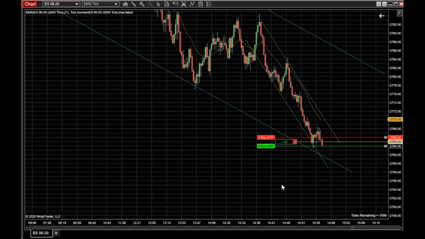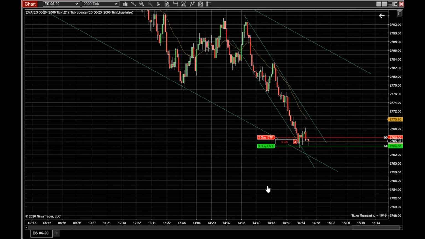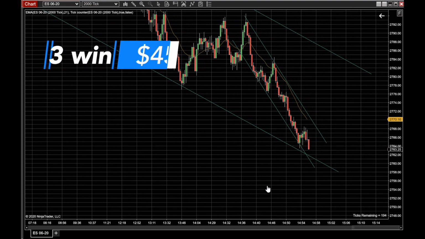It took a while here to get that 1 point scalp, not because the market was slow, but because my internet disconnected. Hence why the tick counter here was stuck at the same number for a while. But in the end I still managed to make that 1 point profit. So that's our third win for the day, bringing the total to $450.